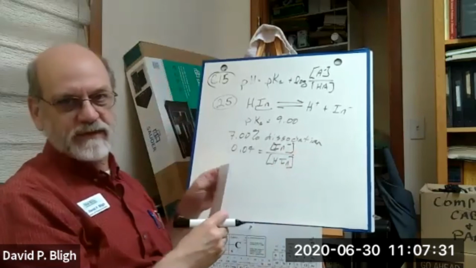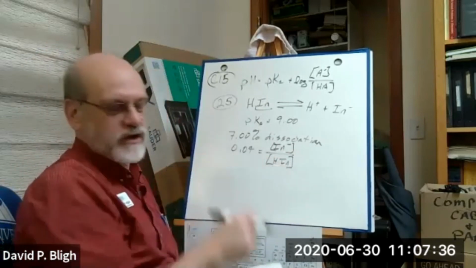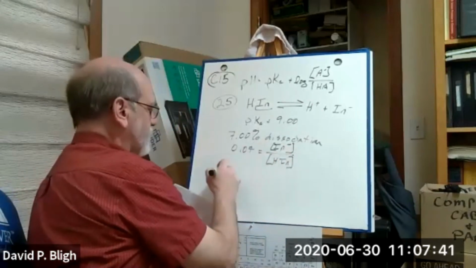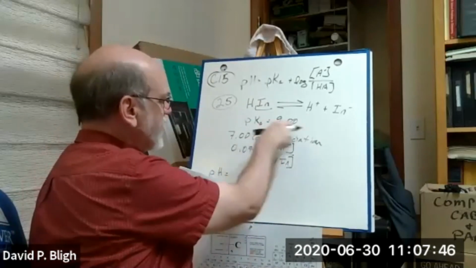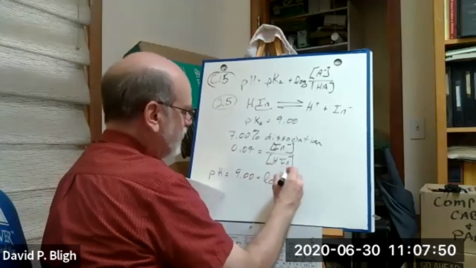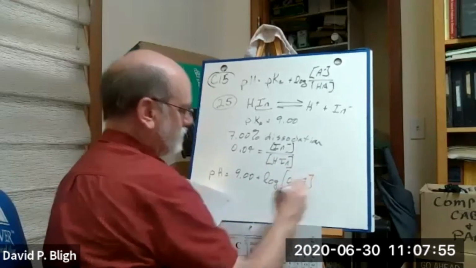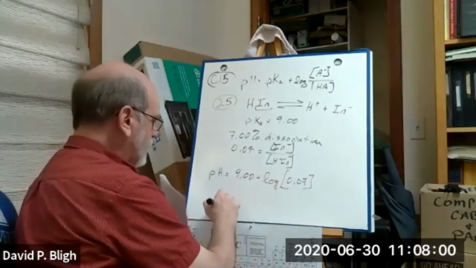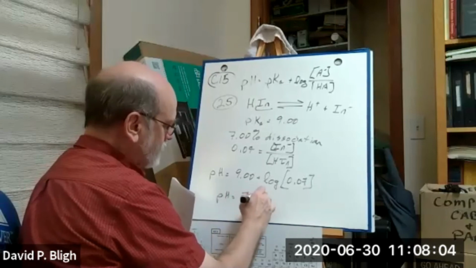That look familiar? That's our ratio in the Henderson-Hasselbalch equation. So if we plug that ratio into the Henderson-Hasselbalch, we can find out what the pH is, because the pKa is 9, and then the log of this value is 0.07. So if we solve that equation, we find out that the color change takes place at 7.85.